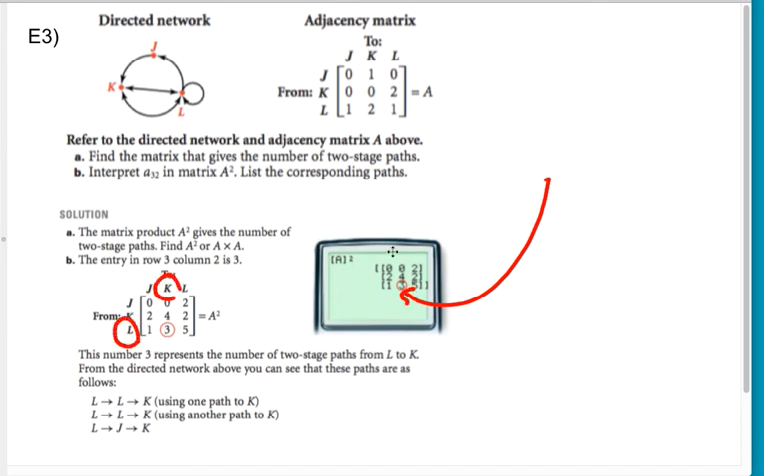So there are 3 ways to get to K using 2 paths from L. Here are those 3 paths. Start at L, go back to L, and then go to K. So L to L, going to K. I could do the same thing another way by starting at L, going back to L, and taking this path to K. Or I could have done L to J to K, which is that.